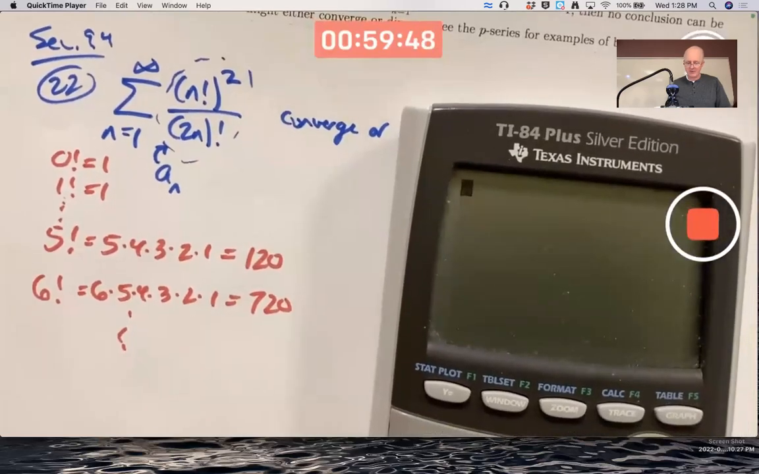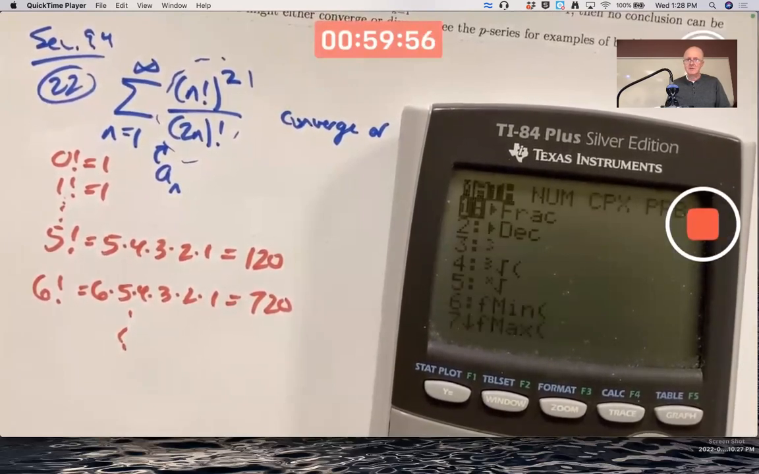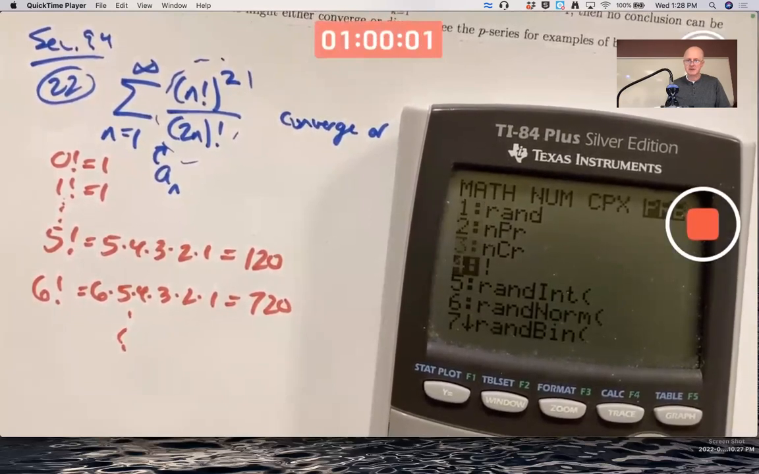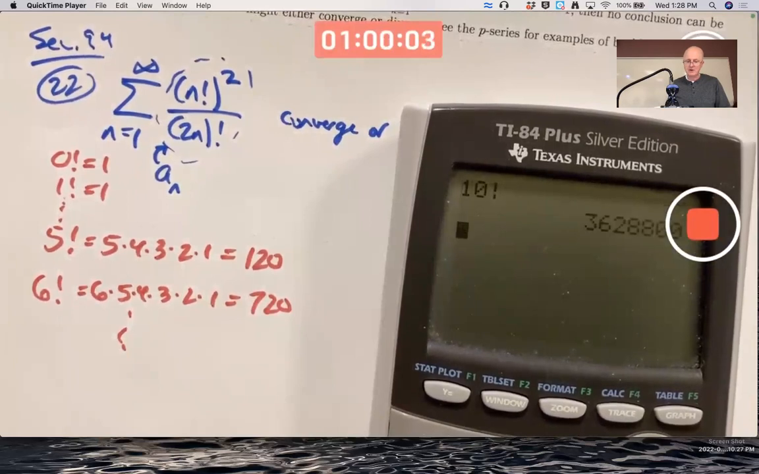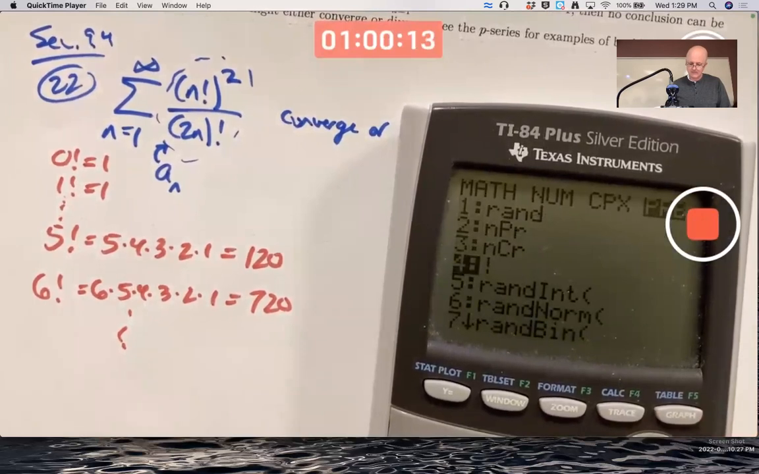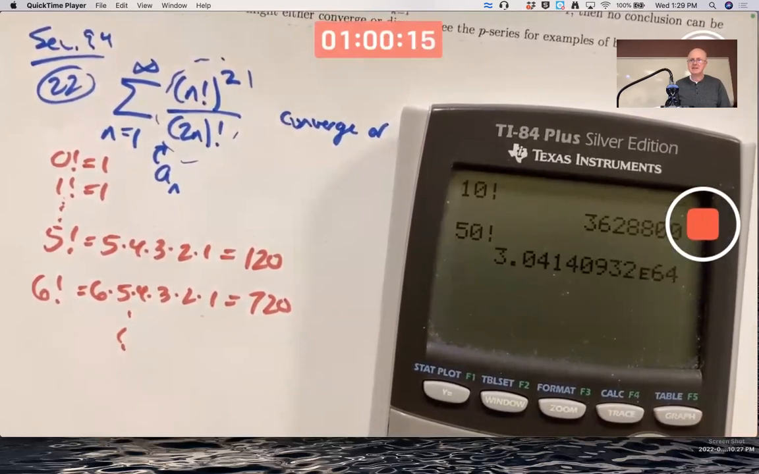Factorials do grow pretty rapidly. 10 factorial: you could do 10 times 9 times 8 times 7, etc. You can also go to your math menu and go over to PRB for probability and go down to an exclamation point. 10 factorial is 3,628,800. 50 factorial is about 3 times 10 to the 64th power.